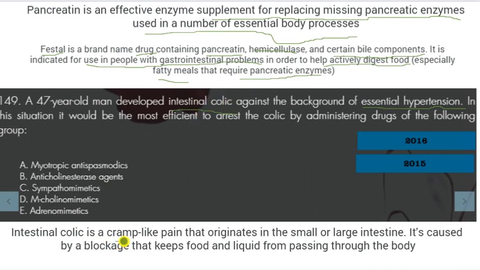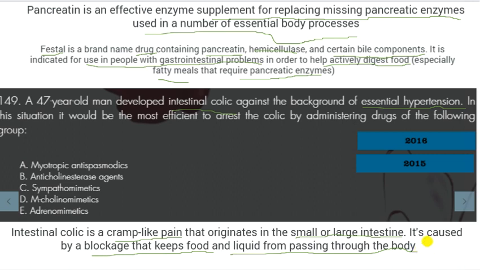Intestinal colic is a cramp-like pain. It originates in the small intestine or large intestine. It is caused by a blockage that keeps food and liquid from passing through it.